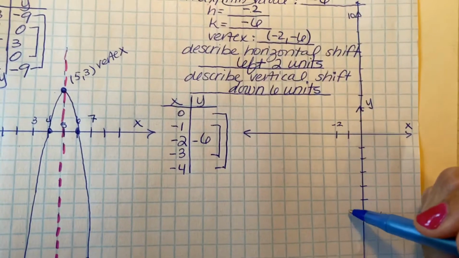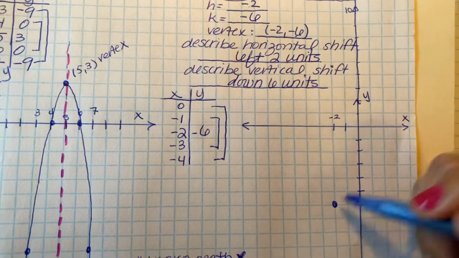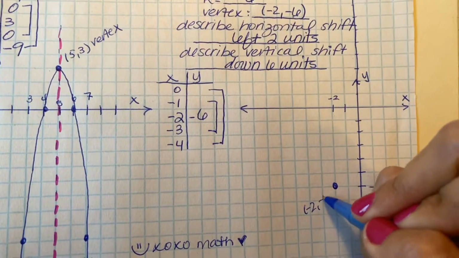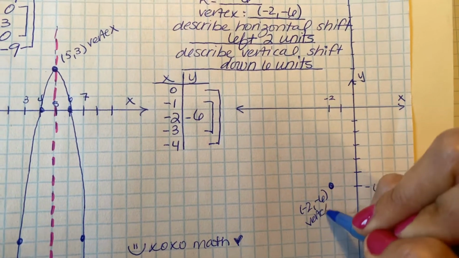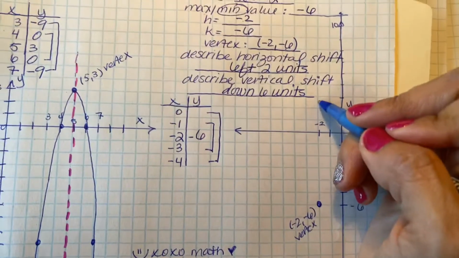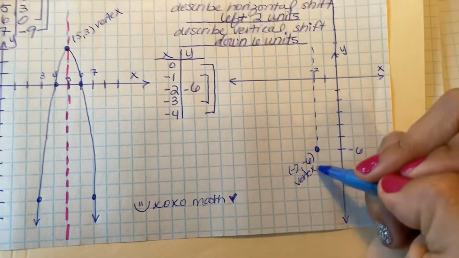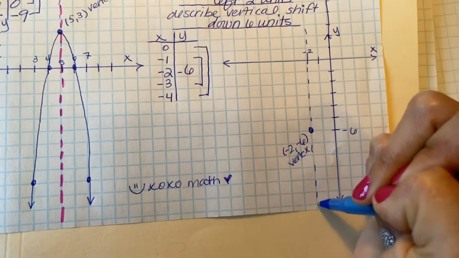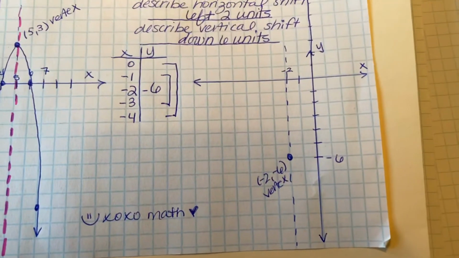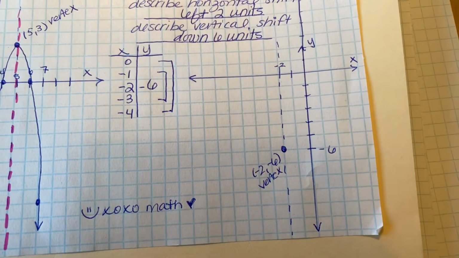Okay, -2, -6 is right here. So this is my vertex, right? And then remember, my axis of symmetry, which is at AOS, is going to be a vertical line, a dashed vertical line that cuts through that symmetry, right?